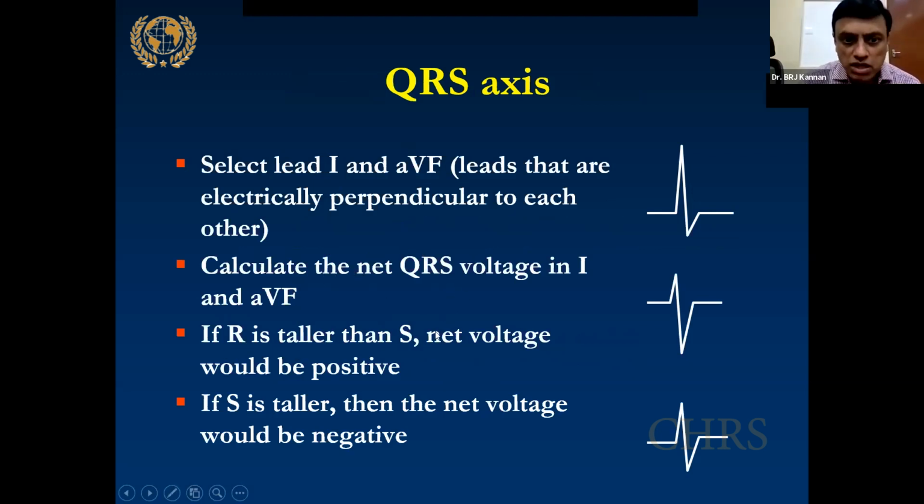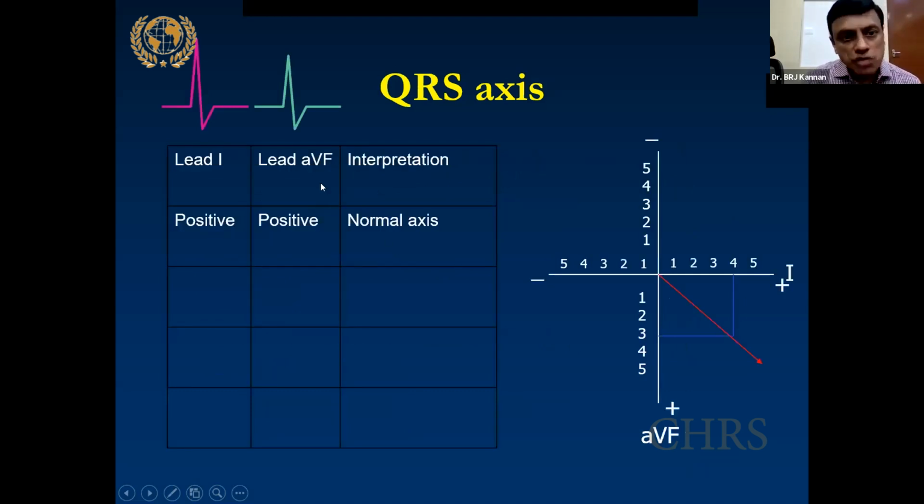For example, if R is taller than S, then the net voltage is positive. Like here, the R is taller than S. If S is taller than R, then the net voltage is negative. Here it is negative. Here we call it isoelectric. Let us remember this. When I say QRS is positive, that means there is a more positive R wave than the negative S wave. When I say QRS is negative, that means there is a smaller R wave and a larger S wave. Now with this, what is normal? Normally both lead 1 and AVF are predominantly positive. So the axis is here, the left lower quadrant, it's a normal axis.